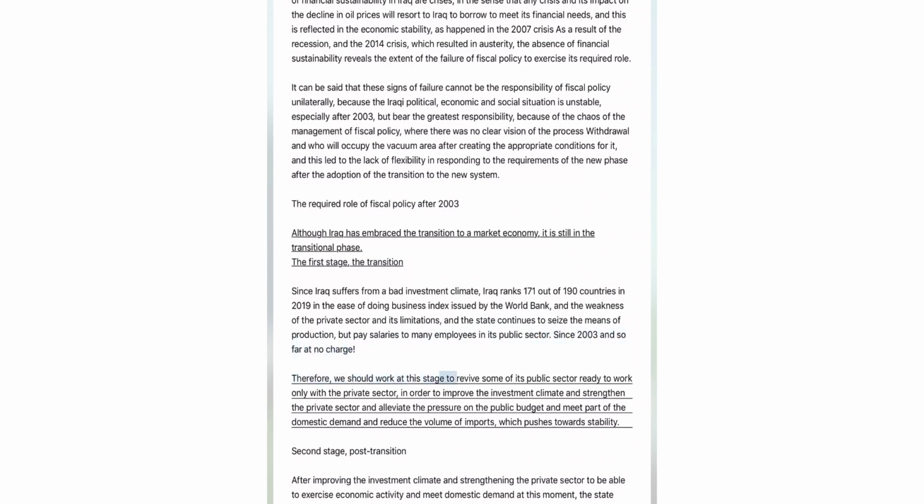Therefore, we should work at this stage to revive some of its public sector that is ready to work, handing it over to the private sector, in order to improve the investment climate and strengthen the private sector, alleviate the pressure on the public budget, meet part of the domestic demand and reduce the volume of imports, which pushes towards stability.